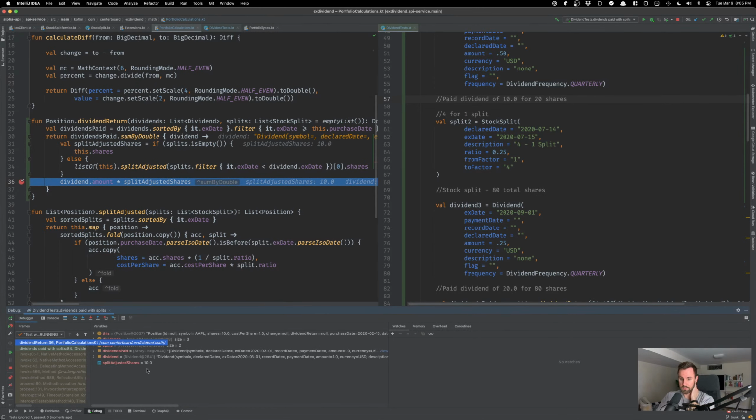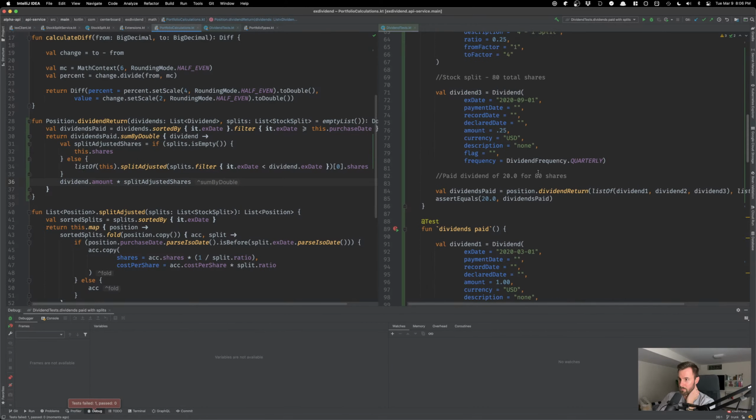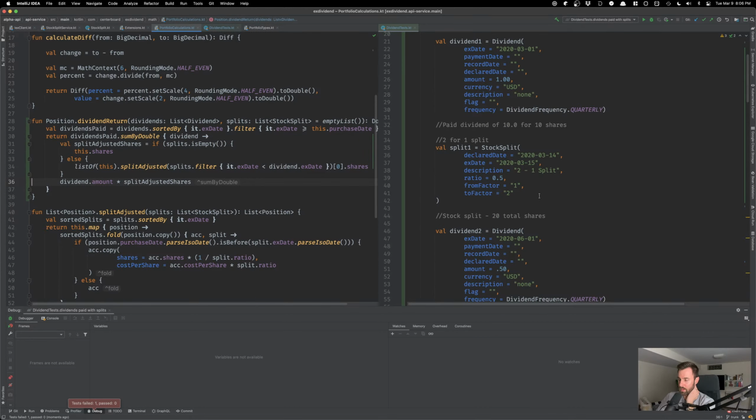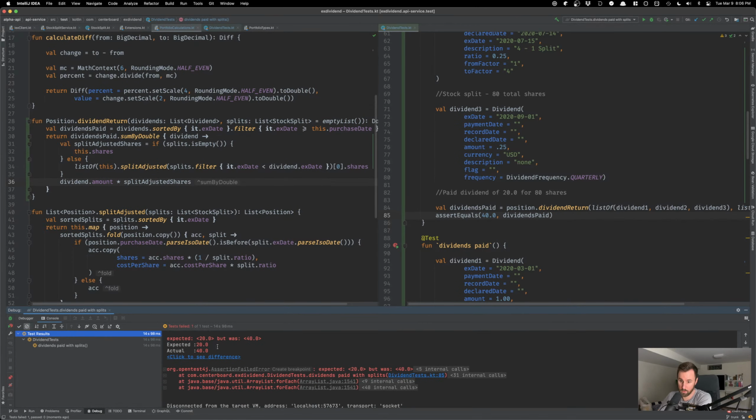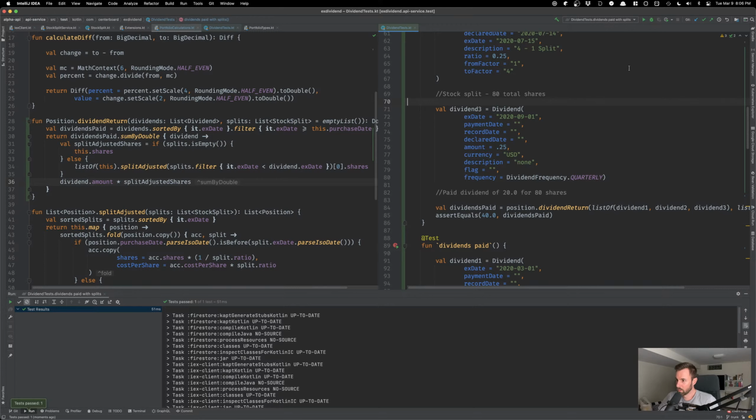All right, so 10 shares the first go around, 20 shares the second go around, 80 shares the third go around, which should give us 20 plus 10 plus 10. So that should give us 40. What did we get? 40. Cool. All right, let's just run that again real quick to check. So that looks good.